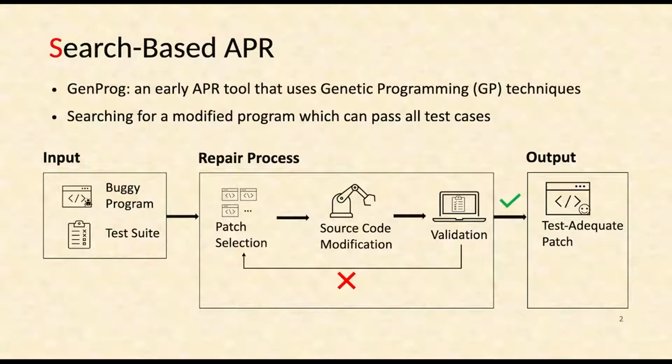GenProg is an early APR tool which uses genetic programming to search for a modified program which can pass all test cases. As you can see in the diagram below, the input of the search process is a buggy program and its test suite. It goes through an iterative repair process and outputs the test adequate patches. In each iteration of the repair process, the patches are selected and modified and finally validated by the test suite. During the iteration, a fitness function is used to select better patches.